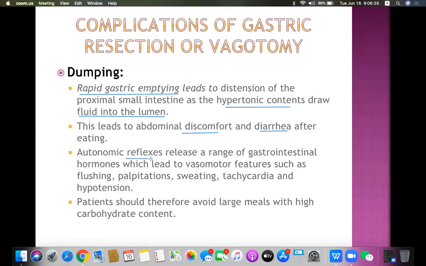At the same time, the autonomic reflexes are activated and they release a range of GI hormones, which can result in flushing, palpitation, sweating, tachycardia, and hypotension. So these are all features of dumping syndrome. Now, we have already done the surgery, so we cannot go back and reverse the mechanism. But what can we do then? We can advise the patient to avoid large meals with high carbohydrate content, because these are osmotically active substances. The large meal should be divided into many small meals throughout the day. That really helps in case of dumping.